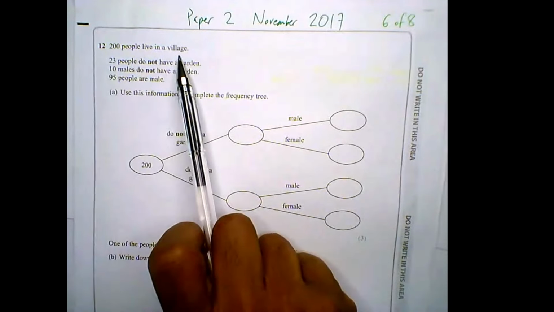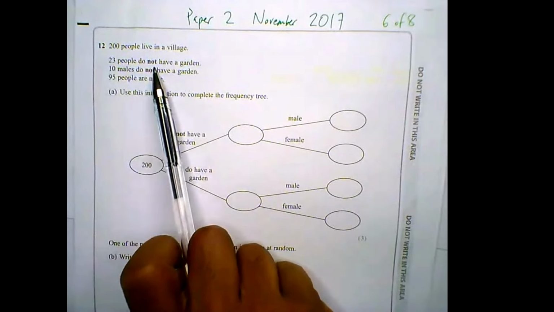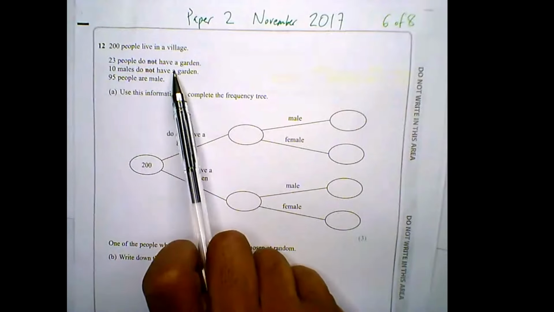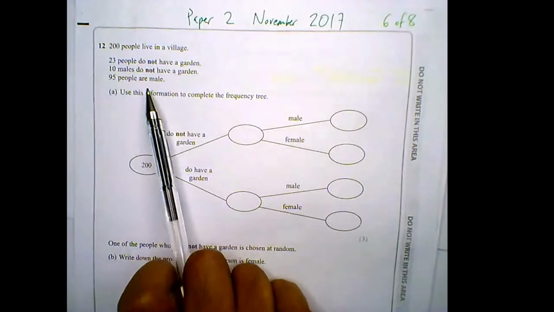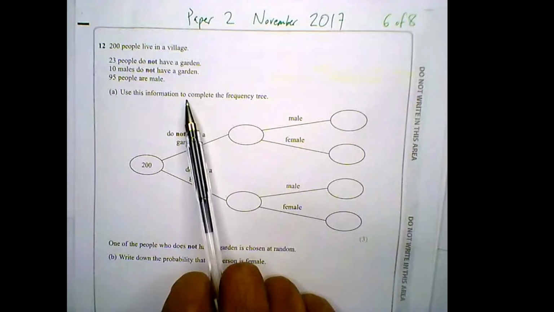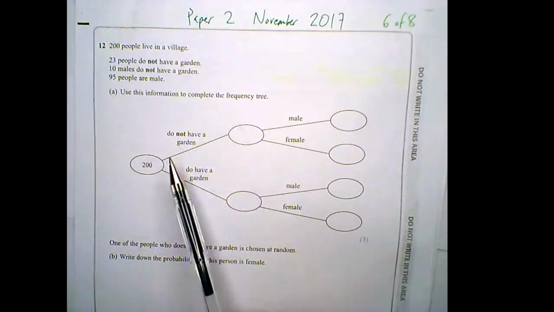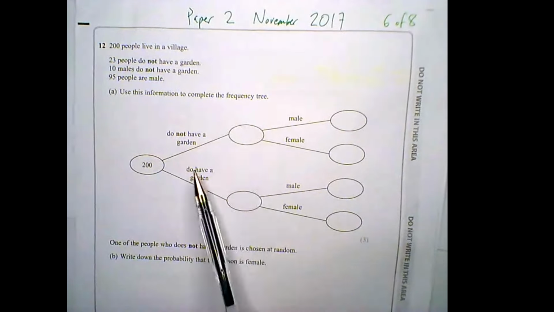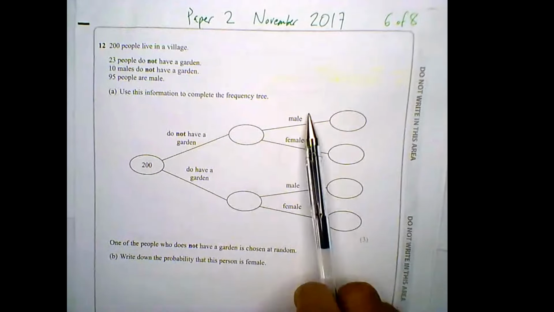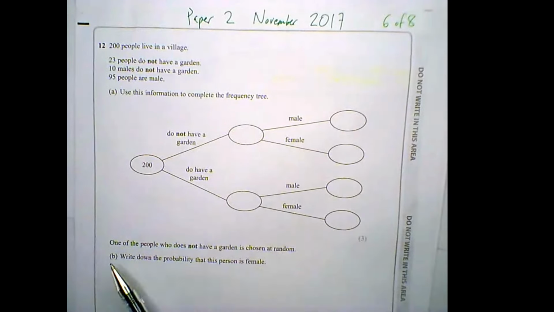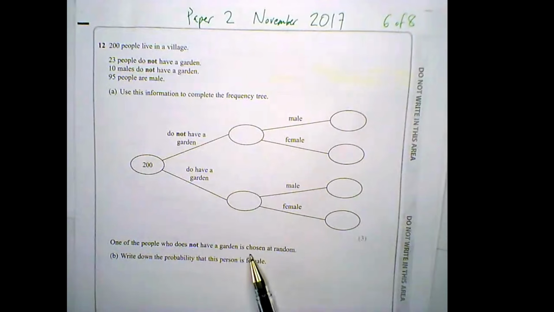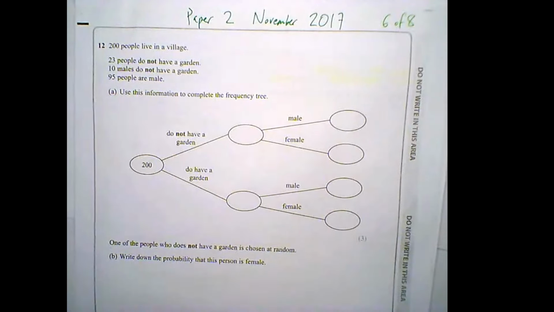"200 people live in a village. 23 people do not have a garden. 10 males do not have a garden. 95 people are male. Use this information to complete the frequency tree." We've got 200 here. Do not have a garden. Do have a garden. Male, female, male, female. One of the people who does not have a garden is chosen at random. Write down the probability that this person is female.